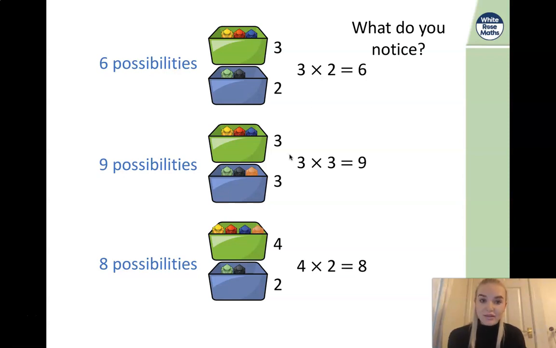There are 8 possibilities. So when we multiply how many we have in each of the boxes, or each of the whatever we're trying to find out how many combinations there are for, we can just multiply them together to find out how many possibilities there are.